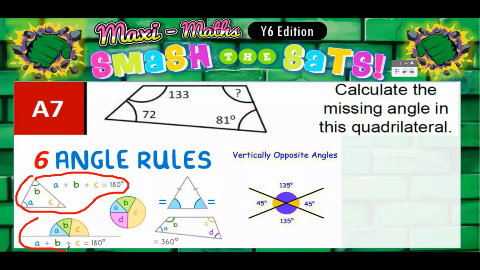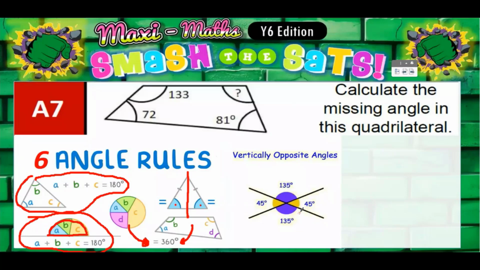Angles on a straight line, or angles that make a semicircle, also add up to 180 degrees. Angles in a circle, that's here, add up to 360. Angles in a quadrilateral, that's this one, also add up to 360. This is an isosceles triangle with a line of symmetry down the middle. Remember, that side and that side are equal, and this angle and this angle are equal.